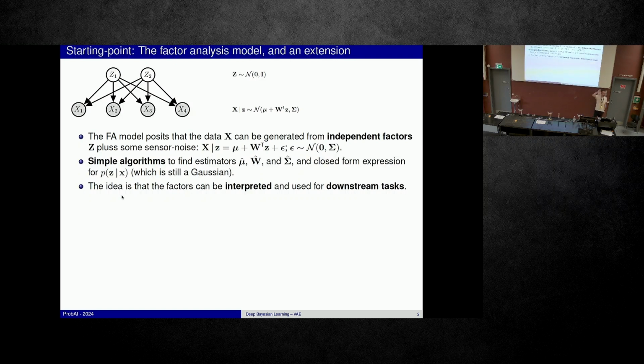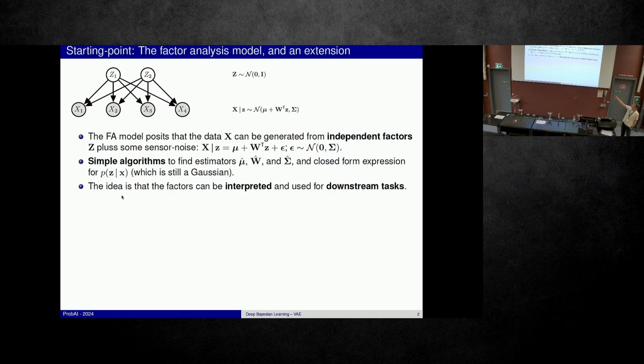Just to motivate things a bit, our starting point. We heard a bit yesterday about factor analysis models. Both Celia and Andrew introduced them briefly, and I'm also just going to do it here, but more to motivate what we are going to look at afterwards. With a factor analysis model, you have a model specification given by the graphical structure up here. So you have some latent factors, in this case 2, that are assumed to be a priori independent of each other. And then you have some observation variables down here.